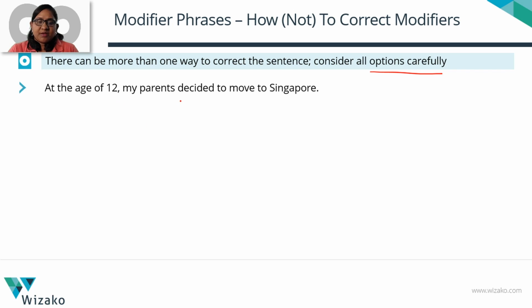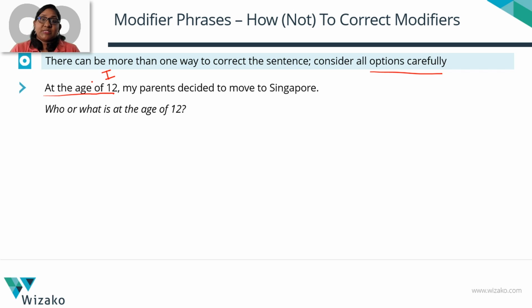At the age of 12, my parents decided to move to Singapore. What's your modifier? At the age of 12. Who or what is at the age of 12 is a logical question you would ask. Clearly not the parents, because they're not going to be parents at the age of 12. So you've said my parents, so you probably want to say that you were 12 years. So I was at the age of 12 is what you need to say in the sentence.